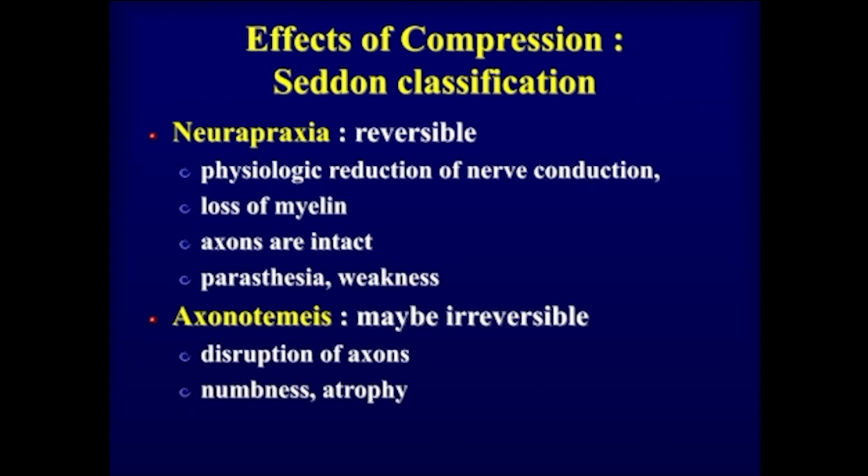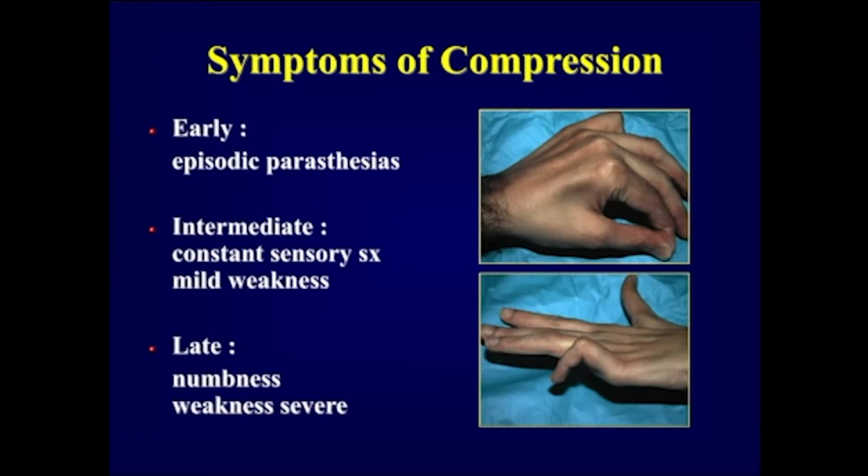An axonotmesis is a much more serious effect of compression, and in this situation, the axons are actually disrupted. These patients, rather than complaining of paresthesias, have true numbness, and these patients, rather than having weakness, have visible atrophy. I like to separate the symptoms of compression into 3 stages.